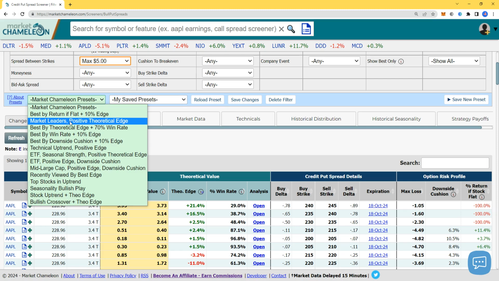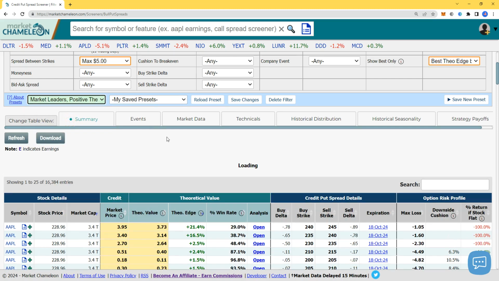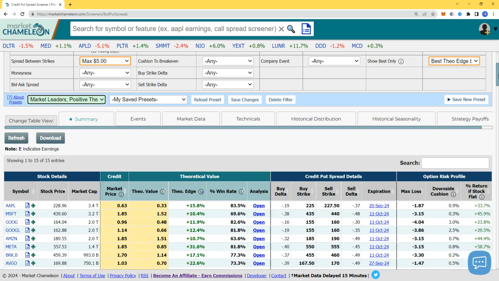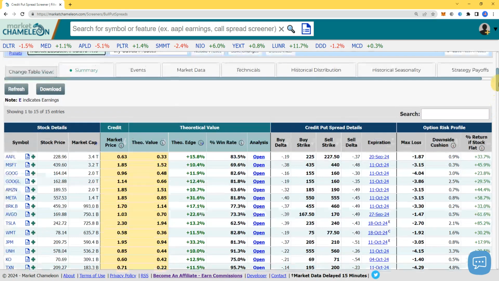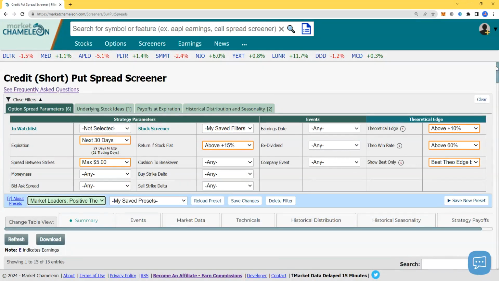So let's click here, market leaders, positive theoretical edge, and let's see how many pages we have. Well, just one page, short and simple. And look at this, the market leaders. That's what we're looking for. We're not looking for anything else. Apple, Microsoft, Google, Amazon, Meta, Berkshire, Avago, Tesla, Walmart, JP Morgan, United Health, Coca-Cola, Texas Instruments, and Goldman Sachs. Beautiful, beautiful list.